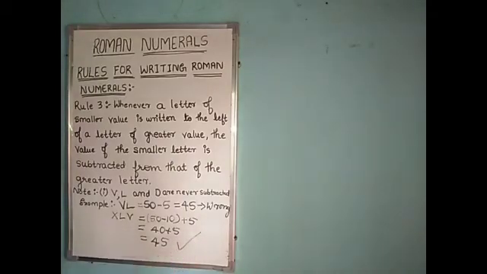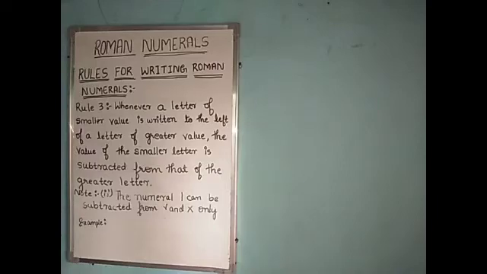This one is correct. So how can we write 45 in Roman numerals? We can write 45 as XLV in Roman numerals. So it is the first condition: V, L and D are never subtracted. Let's learn the second condition.